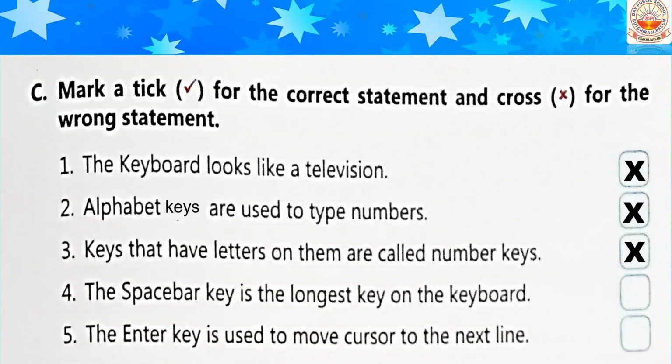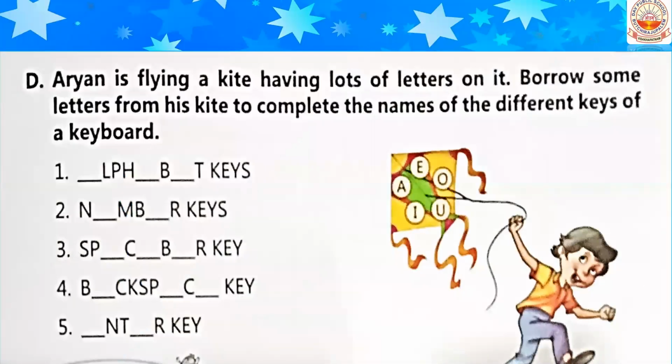The next one. The spacebar key is the longest key on the keyboard. Is it true, children? Yes. The longest key on the keyboard is spacebar. Put a tick mark. The next one. The enter key is used to move the cursor to the next line. As I already told you, enter key is used to bring the cursor to the next line. So it is correct. Okay, children? Hope you have understood.